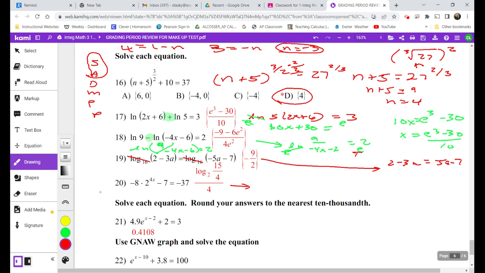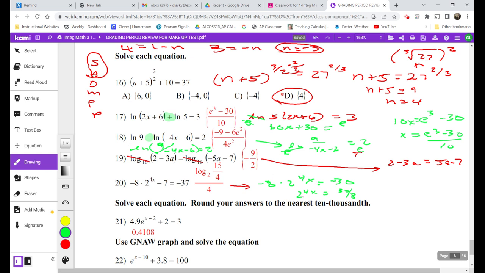And then this last one here, number 20, I'll change colors so we can alternate it. Again, we have to do SADMEP, so I'm going to add the 7 over. I'm going to get negative 8 times 2 to the 4x equals negative 30. I'm going to divide by negative 8 because you can't multiply those two together. So I get 2 to the 4x equals 30 divided by 8. You can simplify that to 15 over 4.